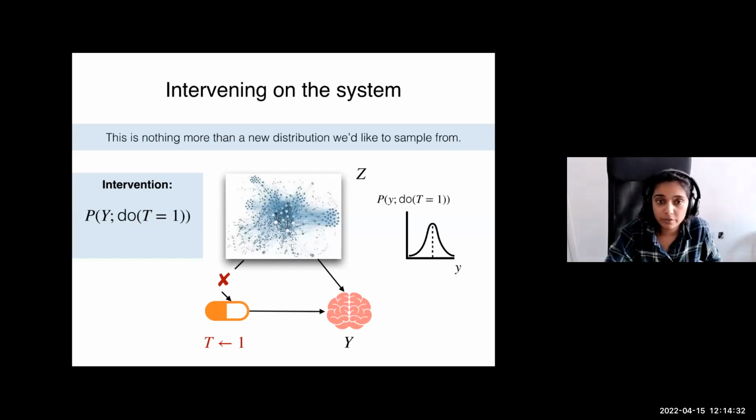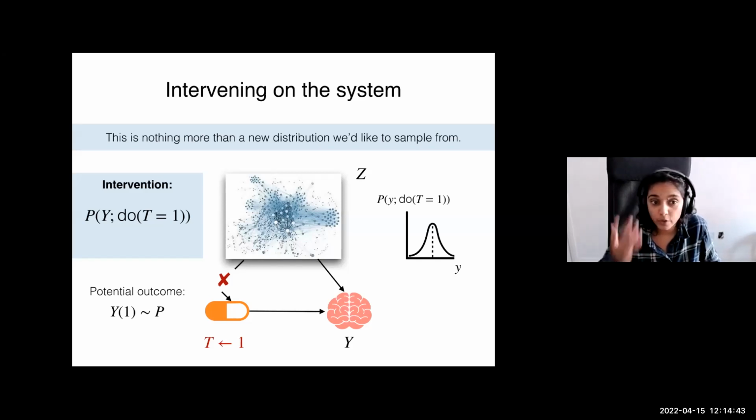And if you've seen causal inference before, you may be familiar with this language of potential outcomes. And so the connection here is that a potential outcome you can just think of as a special variable that's sampled from this distribution.